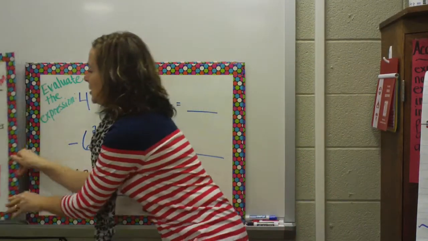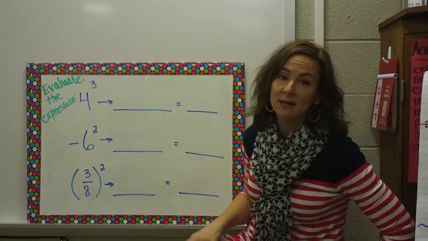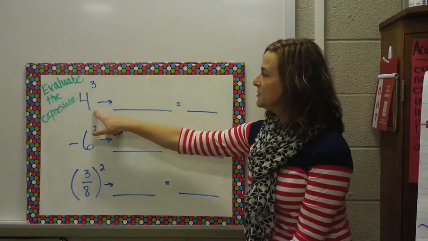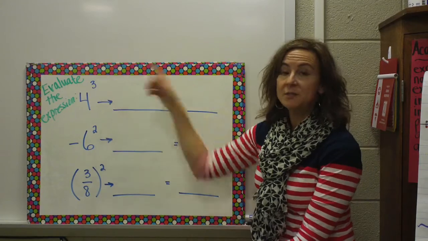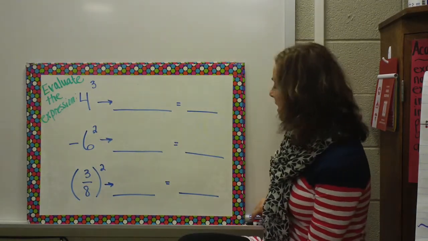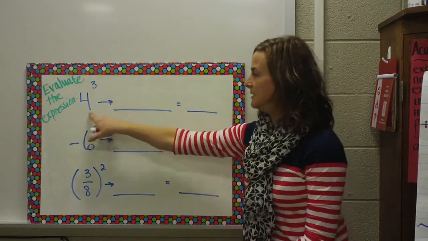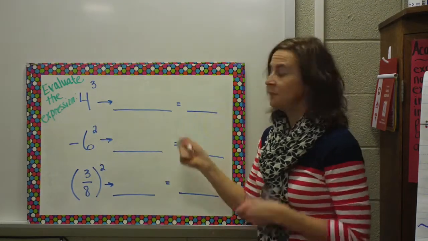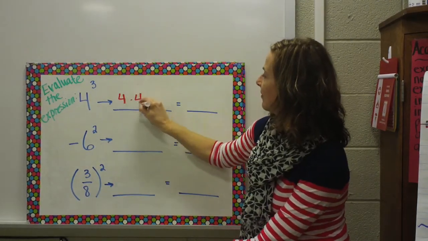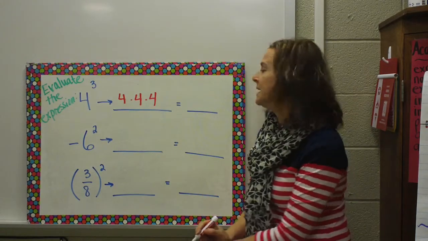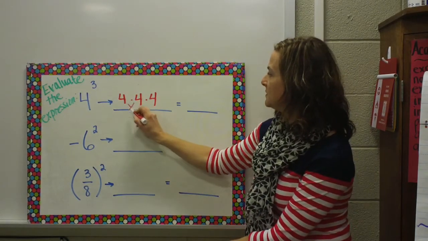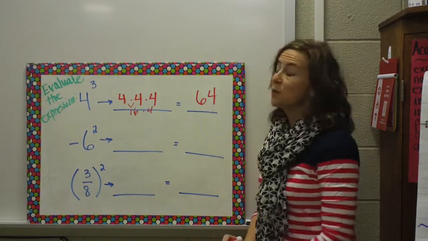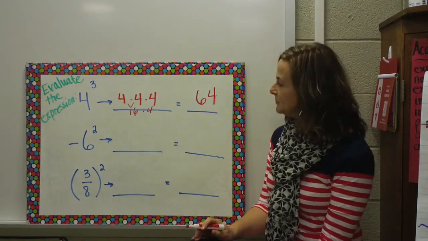Next, you're going to be asked to evaluate expressions. So I have some examples that we're going to work through together. The first one is 4 to the 3rd power, also known as 4 cubed. So to solve this one, we take the base, and the exponent 3 tells us to multiply 4 3 times. So 4 times 4 times 4. Well, 4 times 4 is 16, and 16 times 4 is 64. So 4 to the 3rd power is 64.